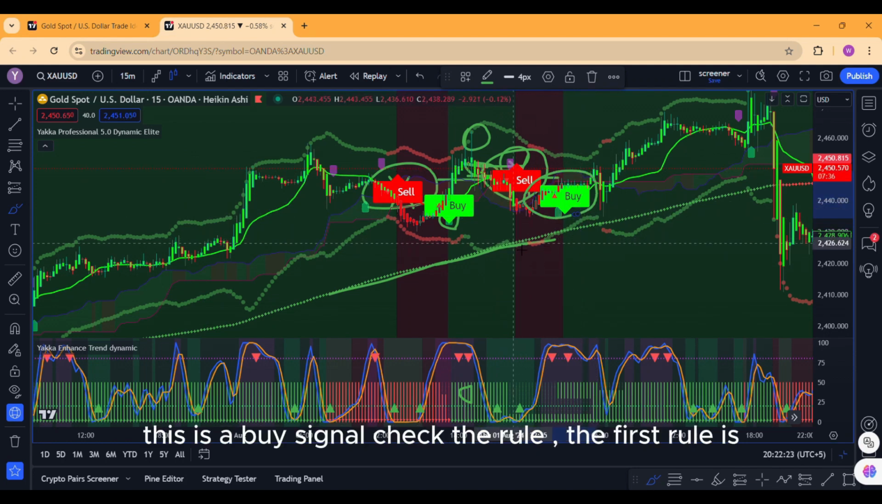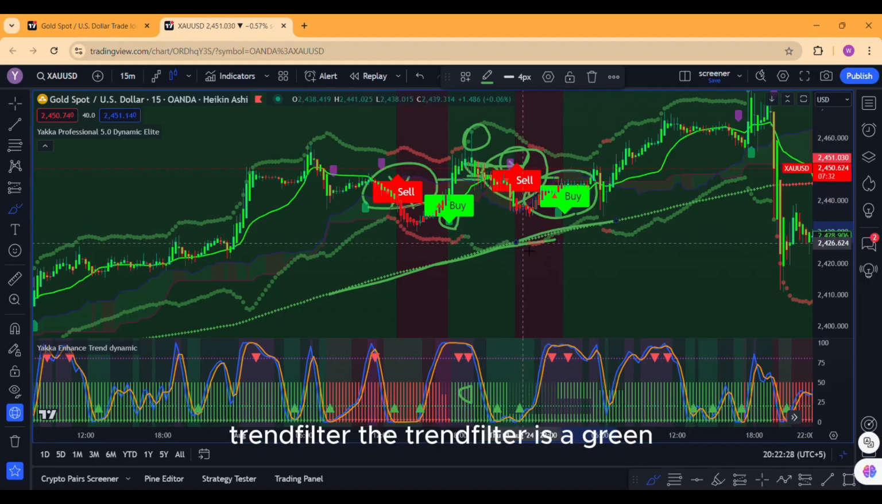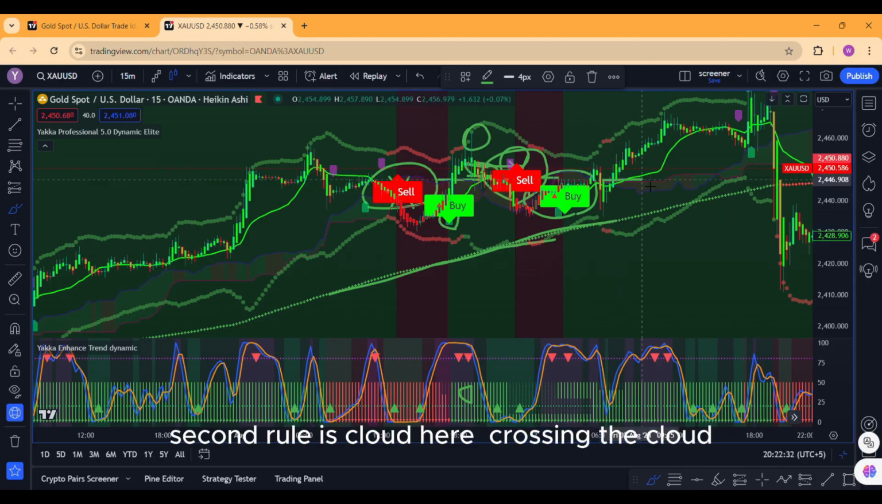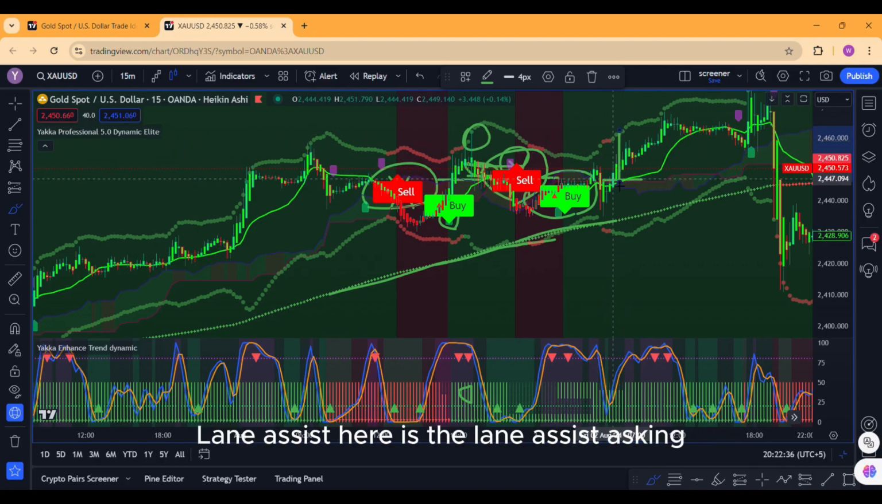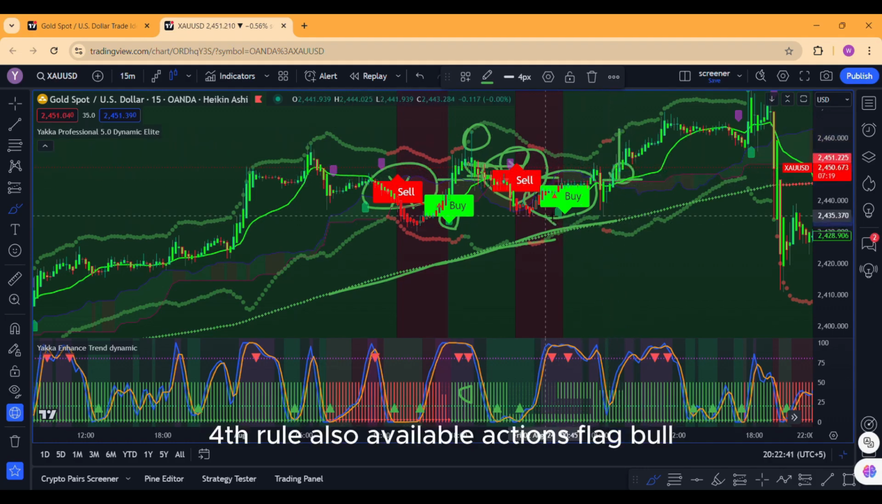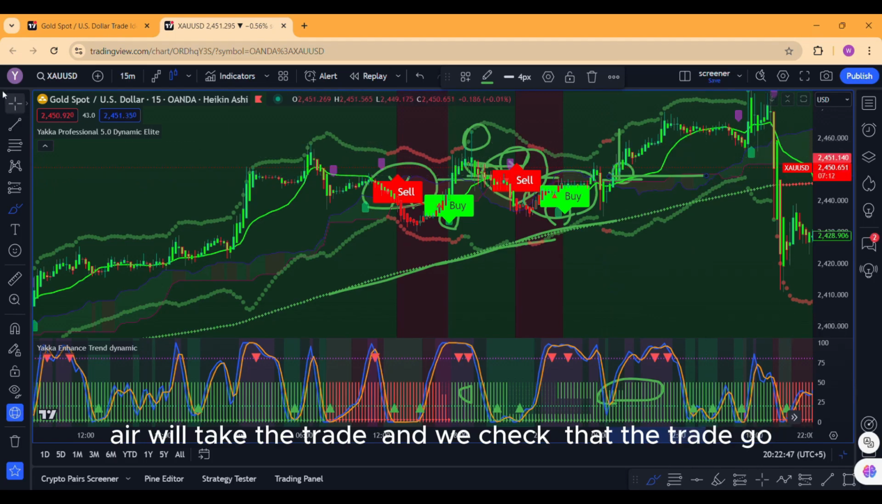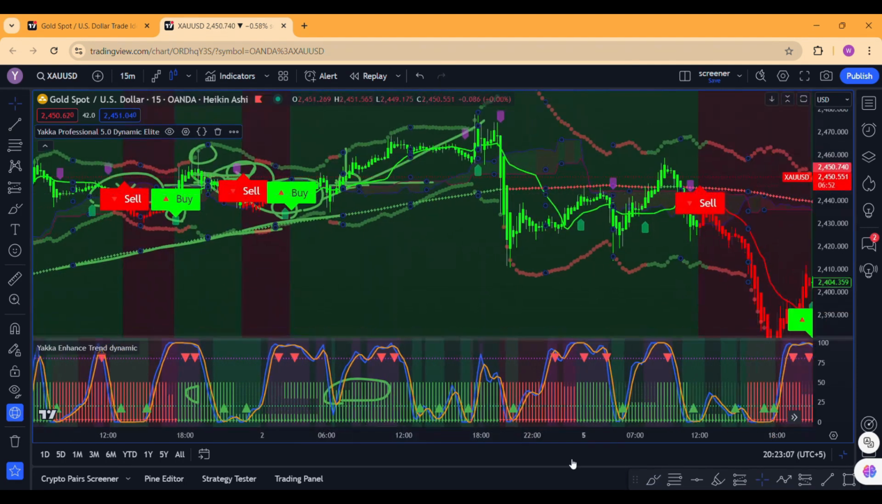Check the rules. The first rule is the trend filter. Trend filter is green. Then check the second rule. The second rule is here, crossing the cloud. Third rule, lane assist. The lane assist here is green. Fourth rule, also available, action flag bull. Fifth rule, momentum. Momentum is also green. Here we take the trade and we see the trade goes upside from 38.24 to here is the first exit, 62.24.